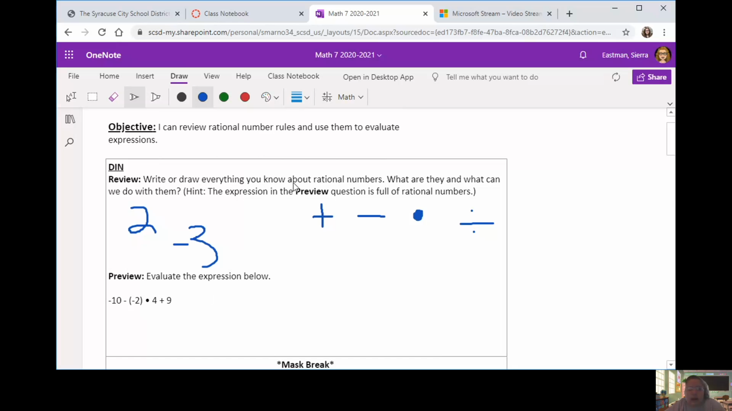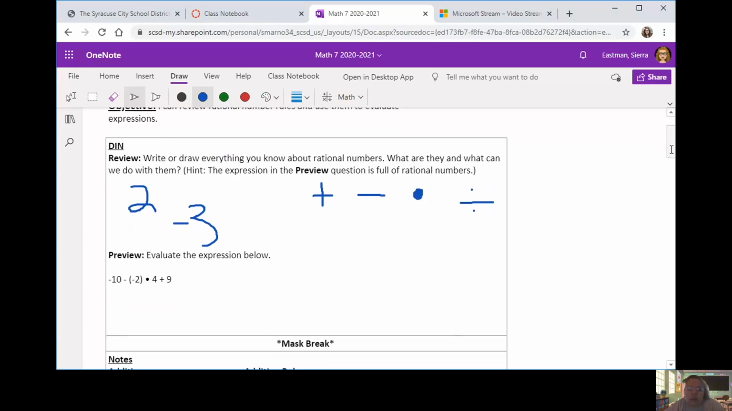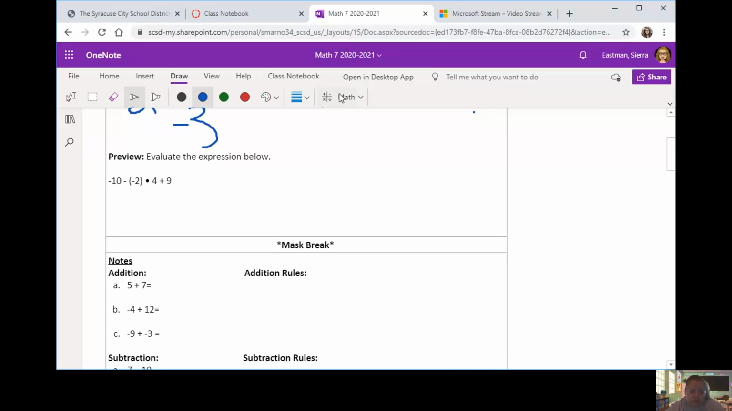And the hint that we gave you was that the expression in the preview question is full of rational numbers. And we also know how to answer questions like this using our order of operations, which we're going to review today. So if you haven't tried this yet, go ahead and pause here and try to solve it first. But if you have already, I'm going to go ahead and do that now.